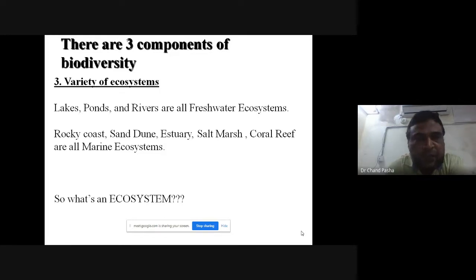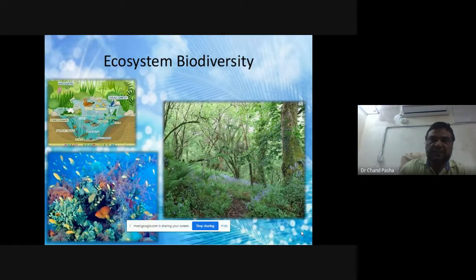Third, ecosystem biodiversity. Here, an ecosystem is nothing but the living organisms along with the physical and chemical components of an area. And an ecosystem makes a unique system. See, a pond ecosystem is different from a desert ecosystem, and a rocky mountain ecosystem is different from a rocky coastal ecosystem. Rocky coast. See, in both areas the rocks are there, but a rocky mountain is a dry area. Rocky coastal is a completely moist or water area. So these are the 3 ecosystems. See, this is ecosystem biodiversity.